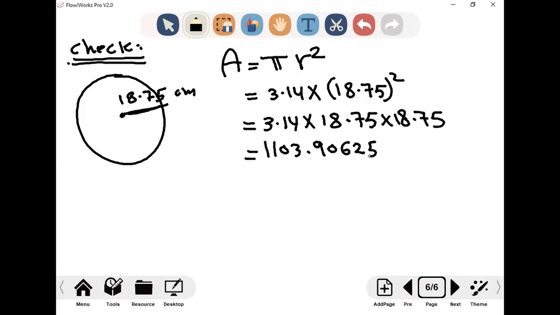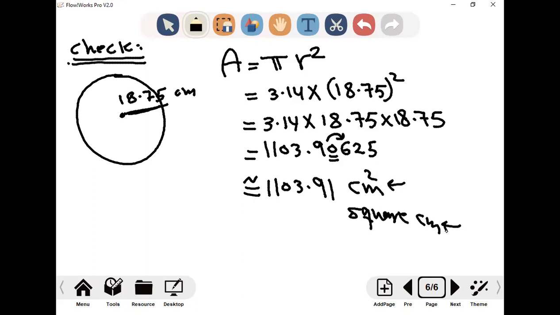But the question wants us to round to the nearest hundredth. Where is the hundredths? The 0 is the hundredth. How do we round? We look at the next number. If the next number is 5, 6, 7, 8 or 9, we add 1 to the 0. If the next number is 0, 1, 2, 3 or 4, we don't add 1. Here it is 6, so the 0 becomes 1, and the other numbers after it we forget. So this is approximately 1103.91. What's the unit? Centimeter squared, or you can say square centimeter. It's the same, either one.